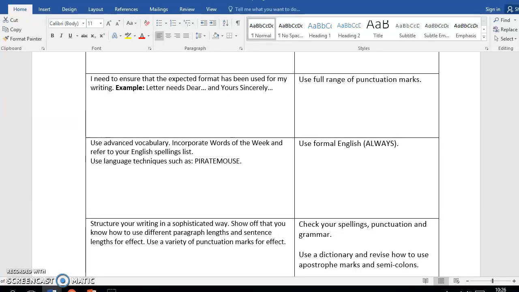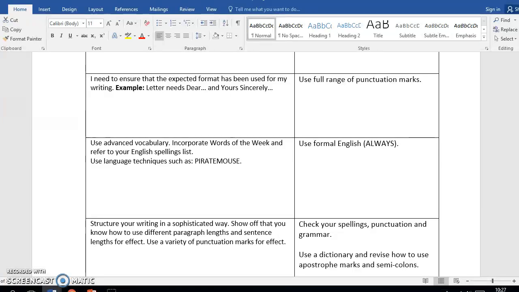Right, next question you need to ask yourself is, do you use advanced vocabulary? Are you incorporating, in our school we have words of the week. Maybe you've been learning some words of the week, I don't know. But if you haven't, just type into Google a list of 100 advanced words, and there's literally a list of 100 advanced words for you to learn. Right. Are you using language techniques such as pathos, tricolons or alliteration? Start using the full range of those devices.